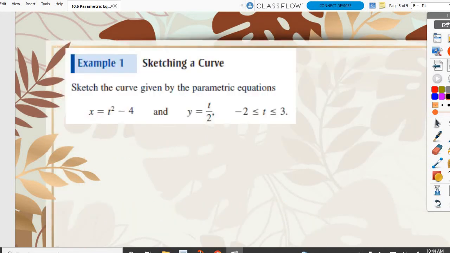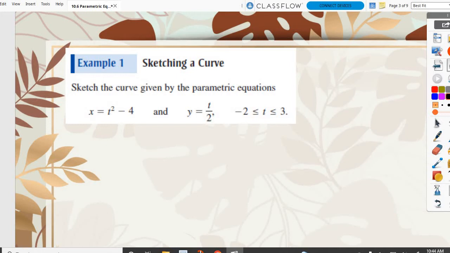Alright, let's look at an example. It says sketch the curve given by the parametric equations. So we have x equals t squared minus 4, and y equals t divided by 2. And they tell us that t is between -2 and 3. So we have two equations. One's an x equation, one's a y equation, and they're both in terms of t.